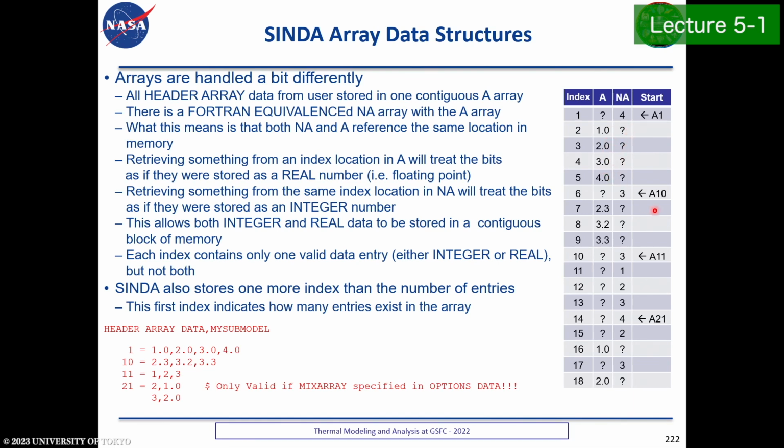Array 10 was 3 entries, so it's a 3 in the integer variable for this, and then it knows to go 3 entries there. A11, well, I've got 1, 2, and 3, it's storing that as integer values, and array 21, if I were allowing mixed array, could straddle and have some of these in here.